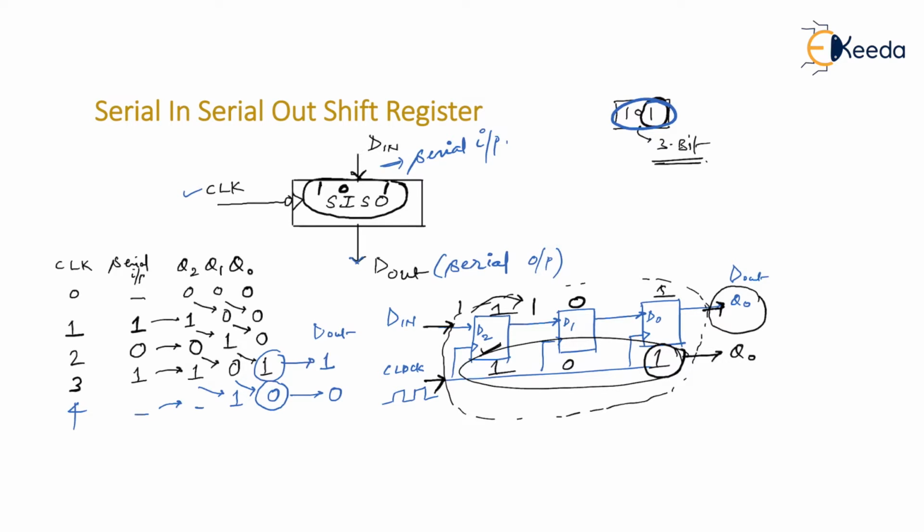I require one more clock, the 5th clock. On the 5th clock, again, I don't care what I have put on serial input. Whatever I have put gets transferred to Q2. The previous Q2 gets shifted to Q1. The previous Q1 gets shifted to Q0. Please understand, Q0 is the pin where we are taking D out. So now we have this one out.